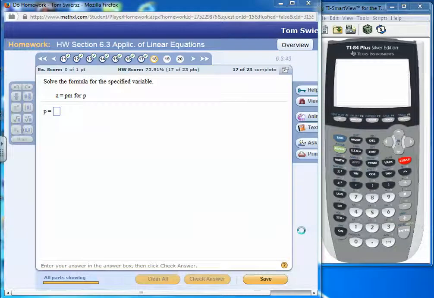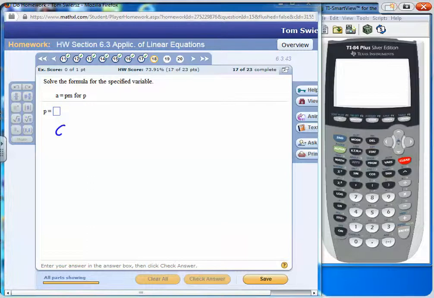Let's begin with homework exercise number 18 from section 6.3. We have to solve the formula for P, and it's given A equals P times M. We've got to solve for P. Now notice it's P times M. This is just like if it was A equals P times 4, 4P. To get P by itself, you would just divide both sides by 4, right?